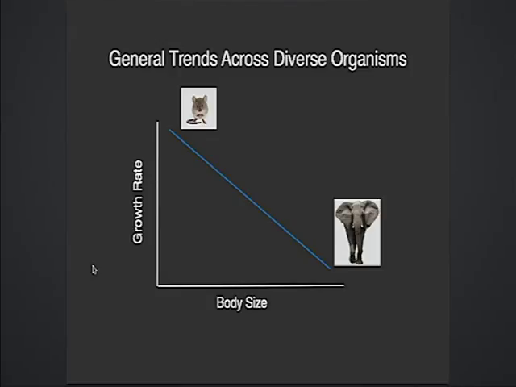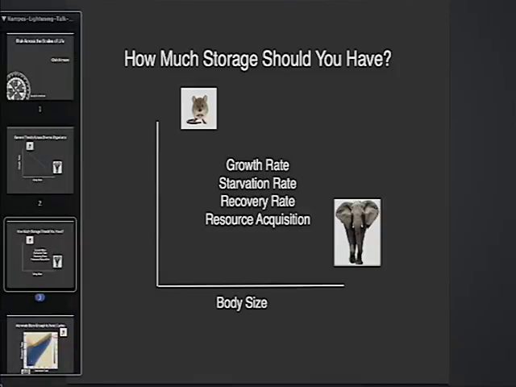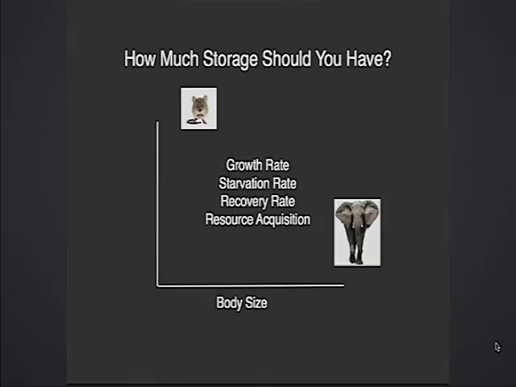And so one story I want to tell you about today is just a very simple example where we tried to ask the question, how much storage do mammals need, right? So how much body fat does a mammal need to optimize its survival in nature? And so here what we have is a bunch of competing interests where you have differences in growth rate, starvation rate, resource acquisition, and recovery rate, all functions of body size, and the interplay of these leads to some sort of global optimization of decreasing extinction risk.